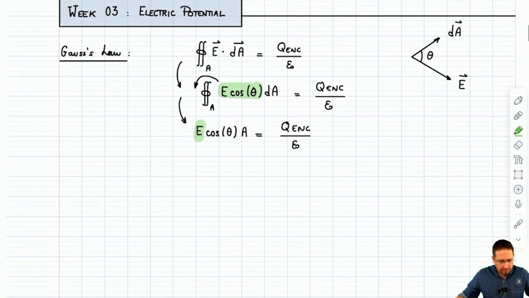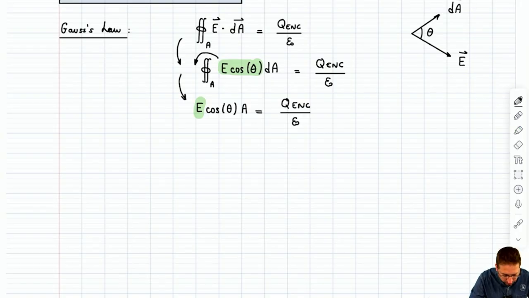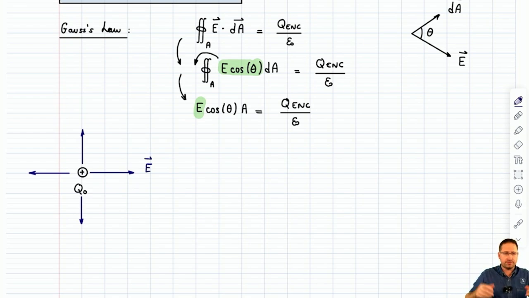So let's do a very simple example. In fact, an example for which we don't really need Gauss's law. We already know the answer. I'm going to take the case of a point charge. Okay, so here's a point charge. Now a point charge, let's say it's positive in this case, is going to create an electric field that radiates away from it in every direction of space, including out of the page and into the page. So everywhere, just kind of like a disco ball. And therefore the electric field has no preferred direction.